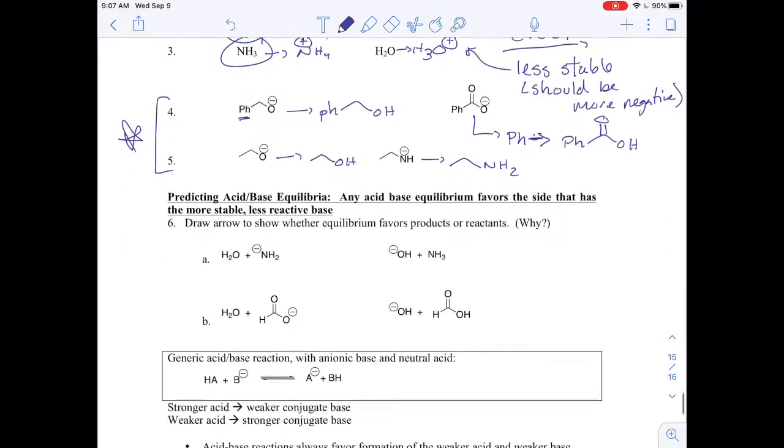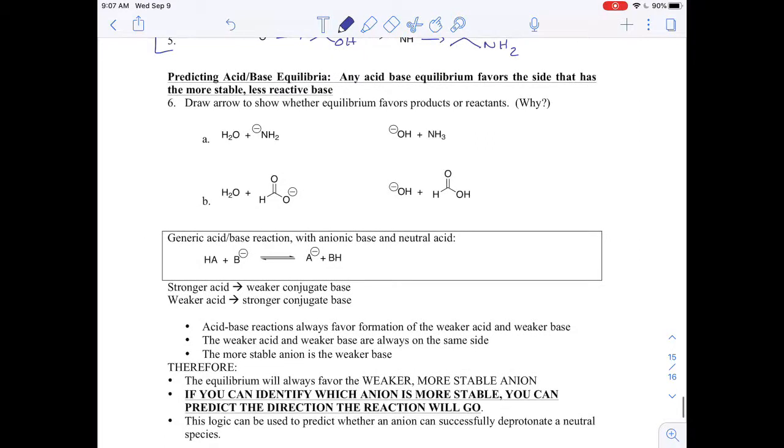Final part for today. Predicting the equilibrium, predicting which way it goes. So this is really important. Equilibrium favors the side that has the more stable, less reactive base. I can't emphasize this enough. You're going to look at the bases because that's going to be the stability.